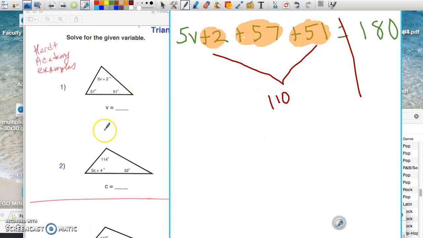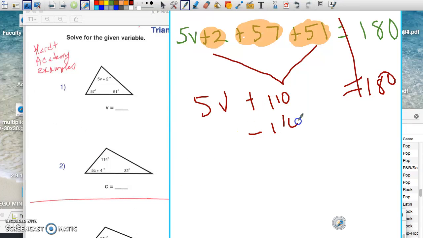Now remember, you can use a calculator for this part. And then I'm going to bring everything else back down, which is the 5v. You're kind of missing something right here, so guess what you're going to put? What kind of 110 was this? It was a positive 110. Bring down the other side. Now what do you think you're going to do? Get rid of the 110. How? Inverse operation.